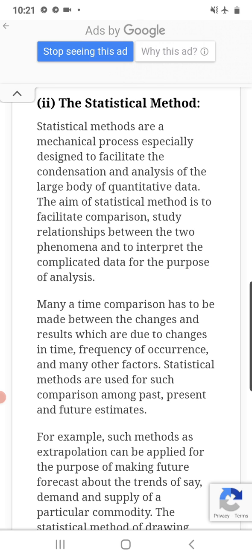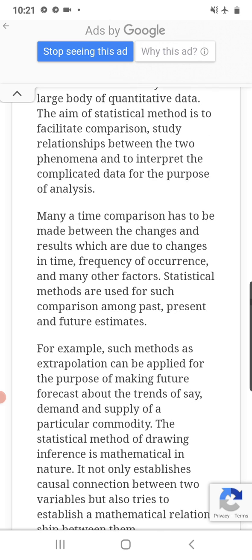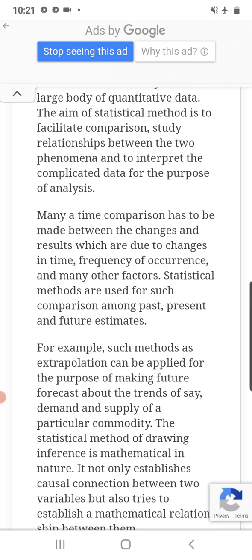The aim of the statistical method is to facilitate the comparison, study the relationship between two phenomena and interpret complicated data for the purpose of analysis. Many times the comparison has to be made between the change and the result due to change in frequency of the occurrence and many other factors. Statistical methods are used for such a comparison amongst the past, present and future estimation.